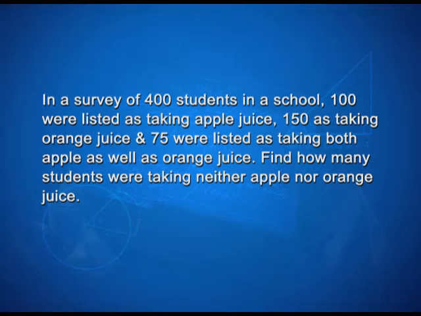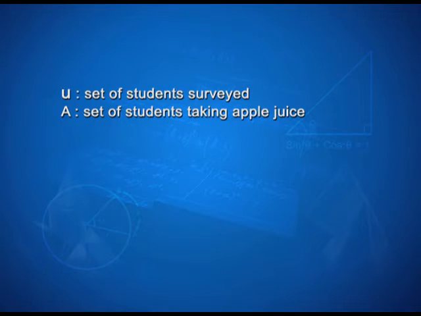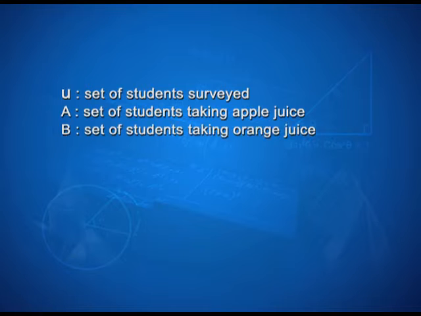Let us take another example and apply the property again. In a survey of 400 students in a school, 100 were listed as taking apple juice, 150 as taking orange juice, and 75 were listed as taking both apple as well as orange juice. Find how many students were taking neither apple nor orange juice. Let us convert this data into sets. Let U be the set of students surveyed, A be the set of students taking apple juice, and B be the set of students taking orange juice.